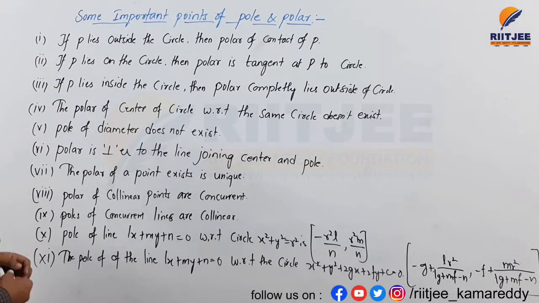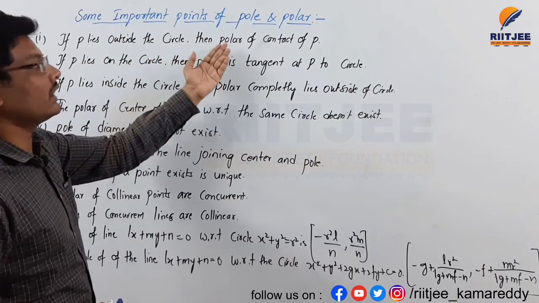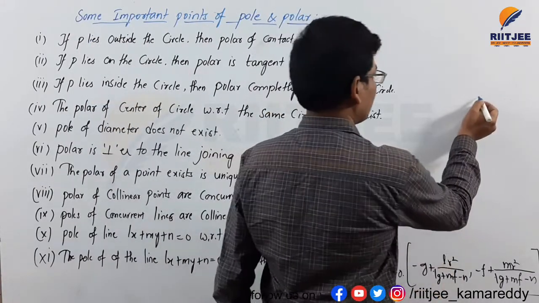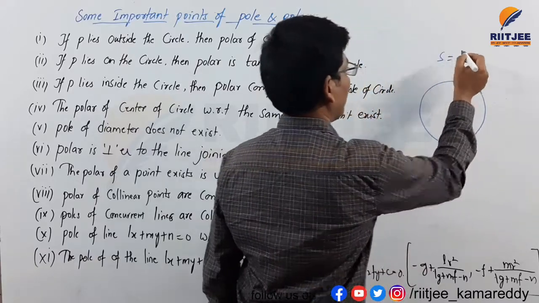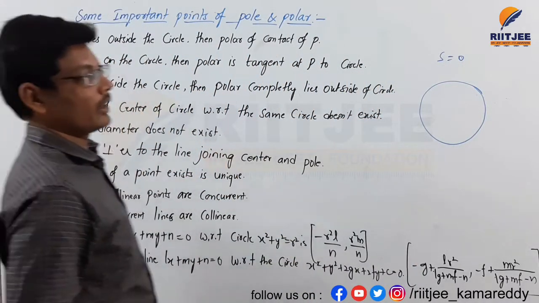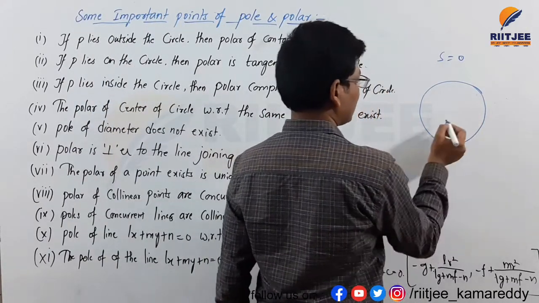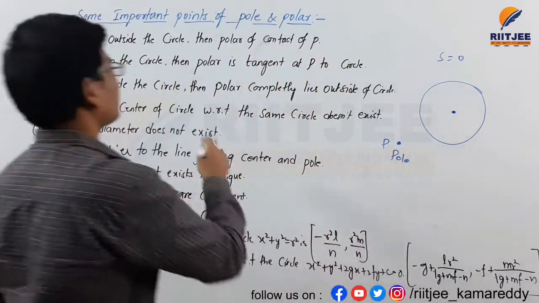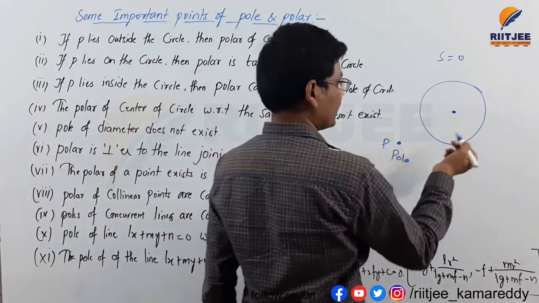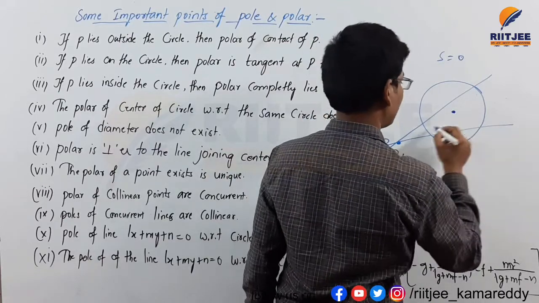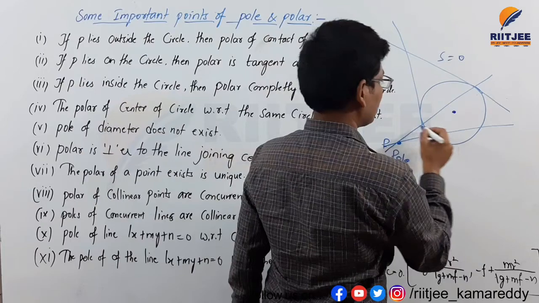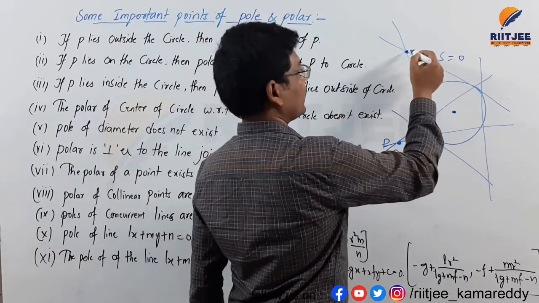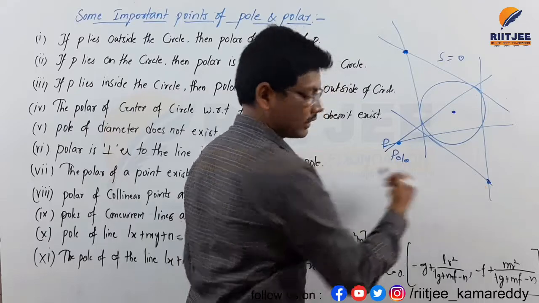The first point: if P lies outside of the circle, then the polar is the line joining the points of contact of the tangents from P. If we draw a circle S equals 0, and the pole lies outside of the circle, this is P I am considering, then the polar is obtained here, through the points of contact. This is all about the first point here.